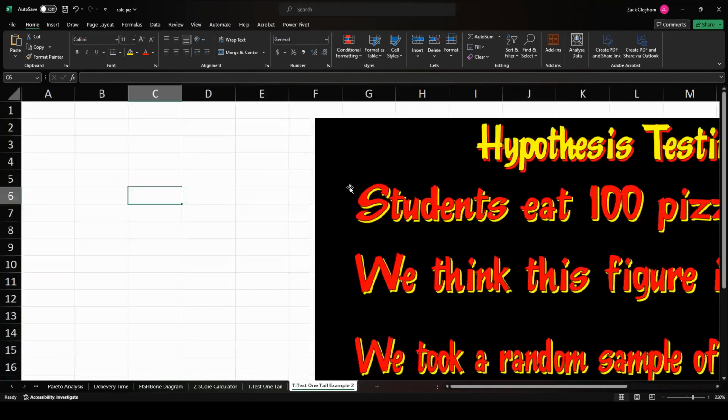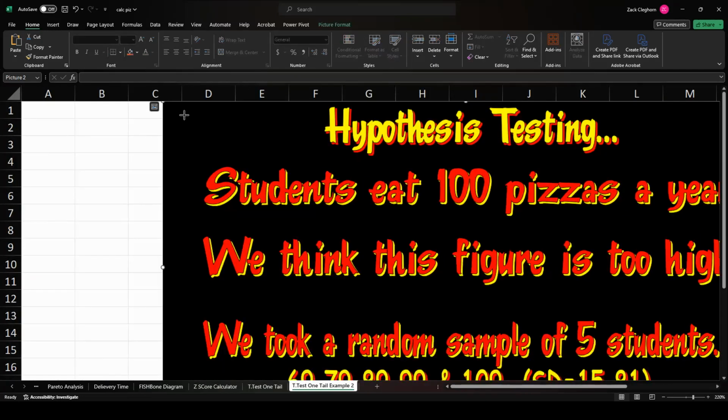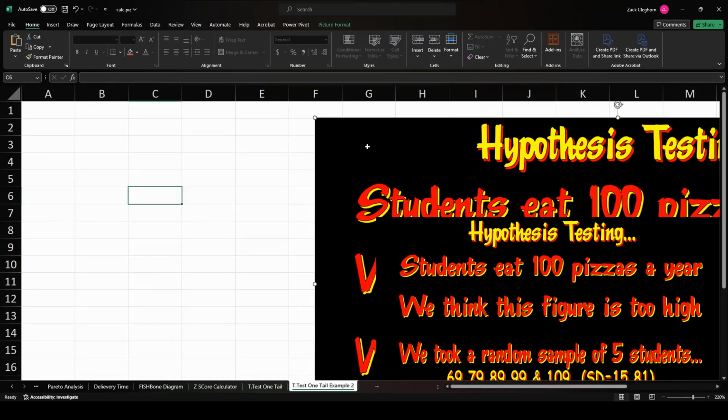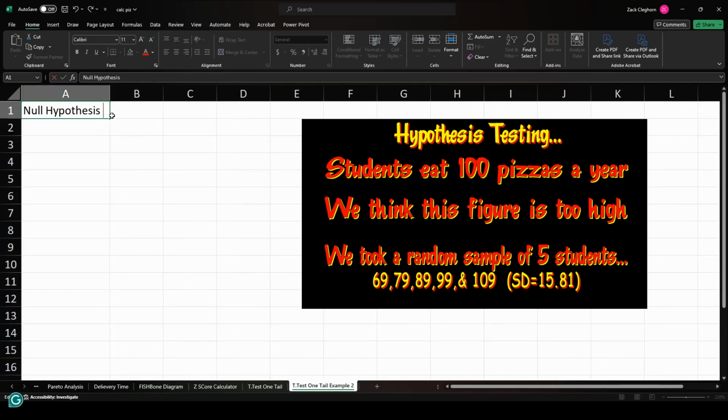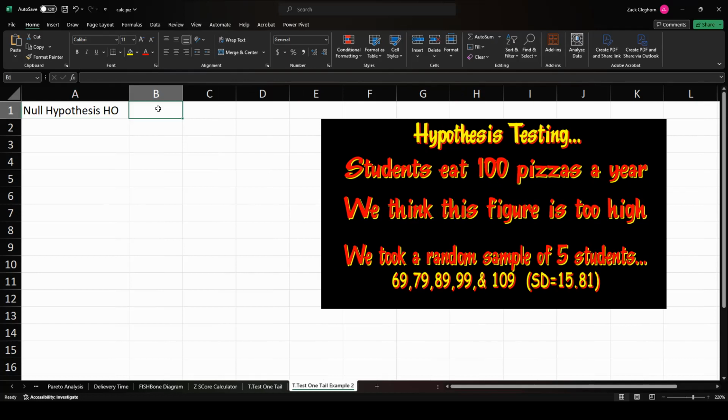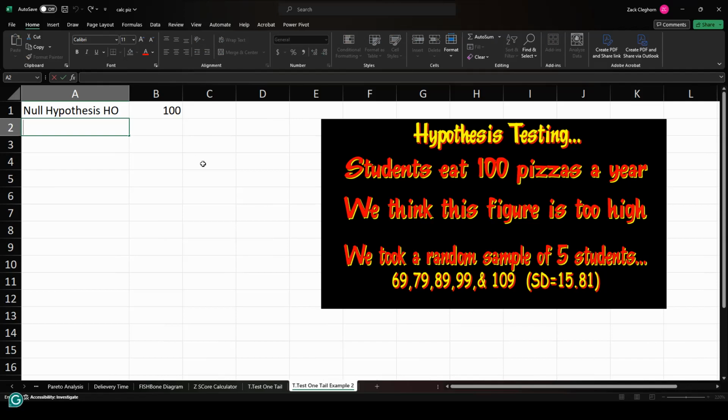So one of the ways I can look at this, folks, is I can say, okay, every student eats 100 pizzas a year. I believe that that's going to be the null hypothesis, that NO. Right? That is our H0. 100 students. Our HA, or alternative hypothesis, is going to be what?